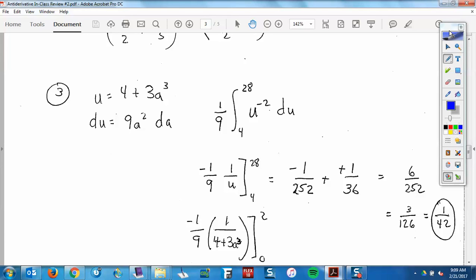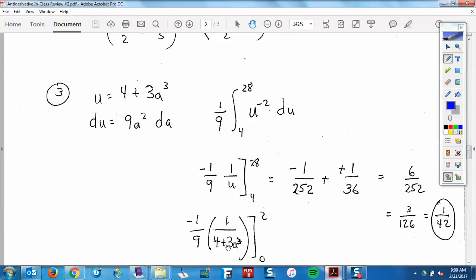Now there's no LNs in any of those, right? There was no LNs because everything was 1 over something squared or 1 over, like this one. So it's not an LN, right? So u to the -2, raise that up to -1. Now notice I changed these numbers. We talked about that. I plugged my 0 and my 2 into here and got 4 and 28.